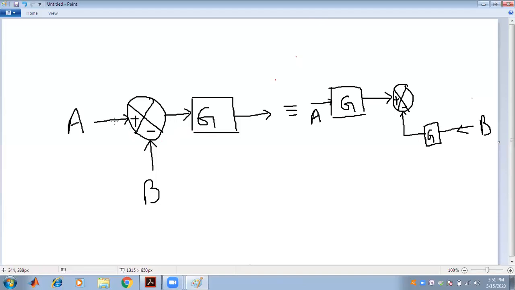Okay. So this one is A plus A and minus B. So the output here is A minus B, and it is multiplying with the gain G. So the total output from this particular block is A minus B into G. Okay, so this one is A and the gain block is G, and the output from that block is AG.